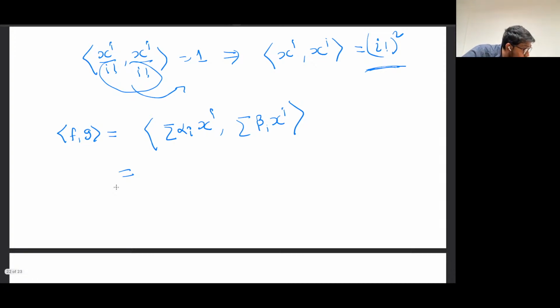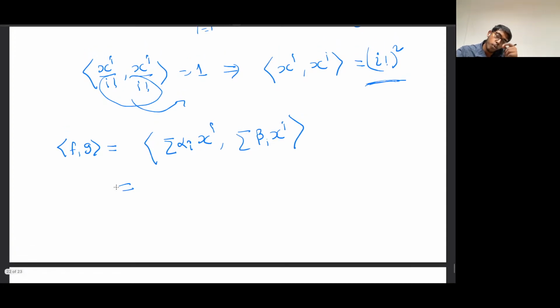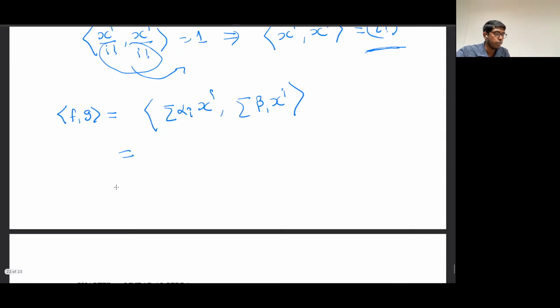Maybe there is some other inner product with respect to which that basis is orthonormal. Yes, it can be, but I'm just writing the inner product and using its properties. The first property I'm using is that I can take the constant out. So I took out the constants alpha i and beta i, leaving the inner product of x to the power i and x to the power i.